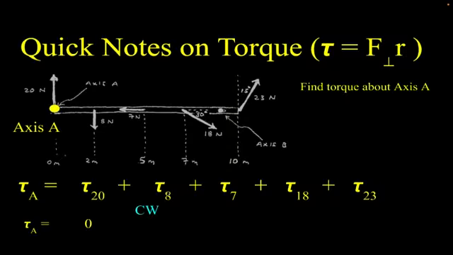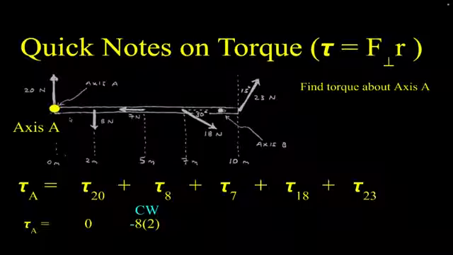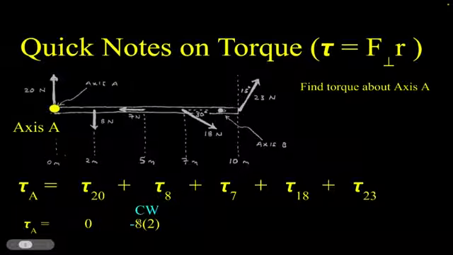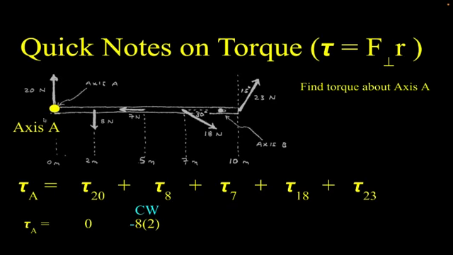If we move on to the 8 Newton force, that's here. That's going to make the door rotate clockwise if that were the only force acting on it. To find the torque created by the 8 Newton force, we have to multiply force times distance from axis. We multiply 8 newtons times 2 meters because it's 2 meters away. And that term is negative by sign convention because that will be a clockwise torque, right?